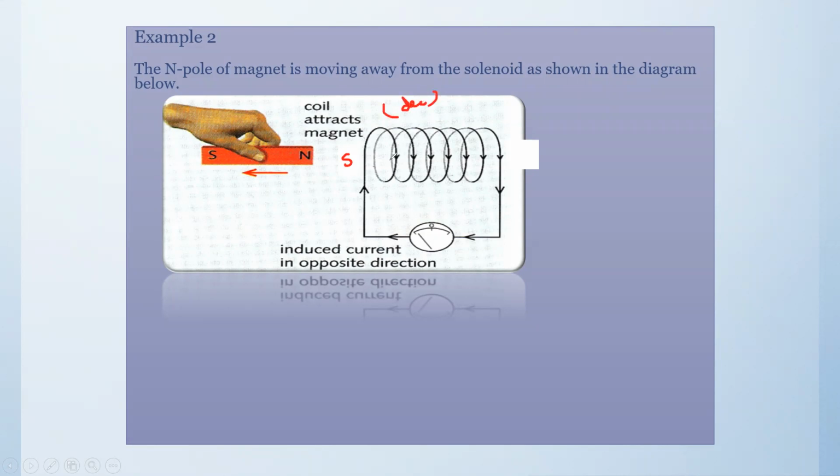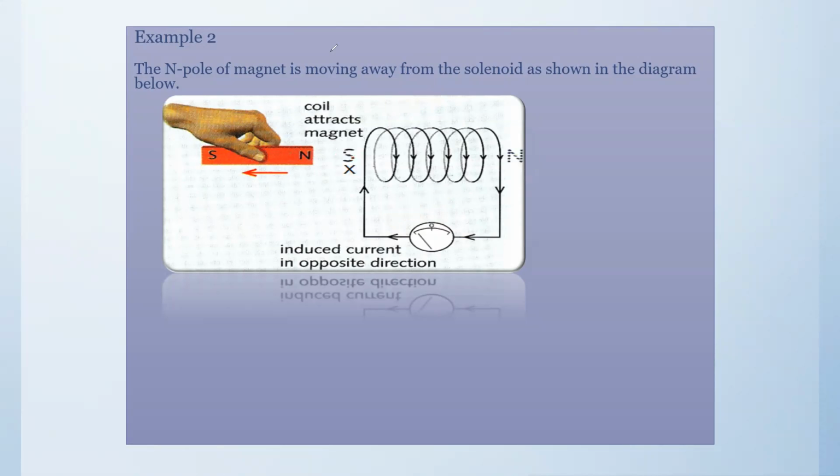So the solenoid will try to oppose. How can it oppose? By attracting the magnet. And how can it attract the magnet? By producing a south pole on the left-hand side and a north pole on the right-hand side. So the direction of the poles produced on the solenoid changes. That's why the direction of the current, or the deflection, will also change.